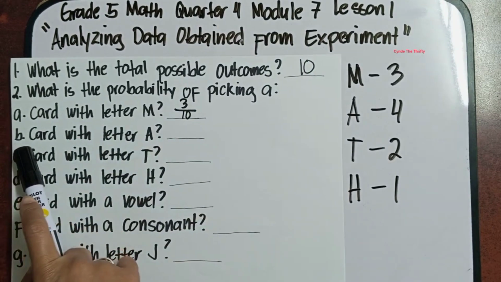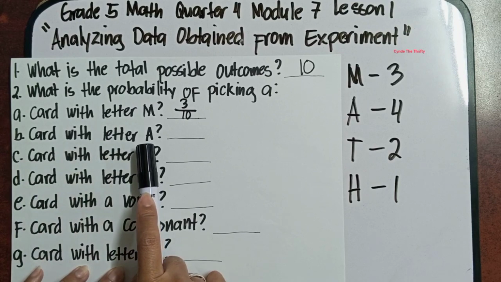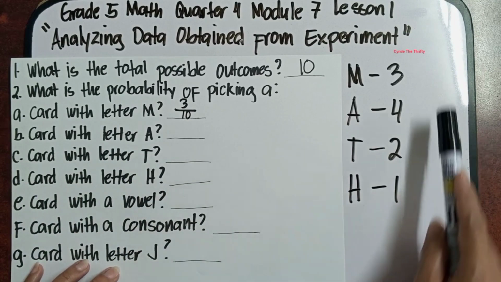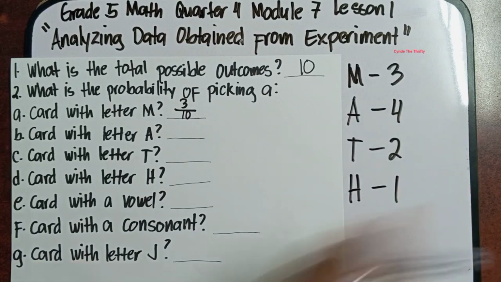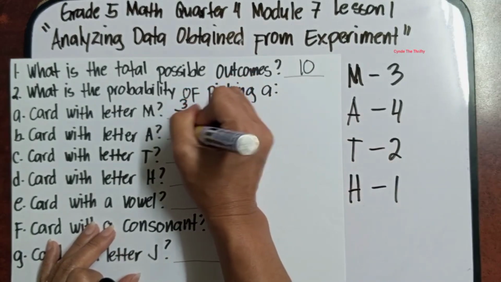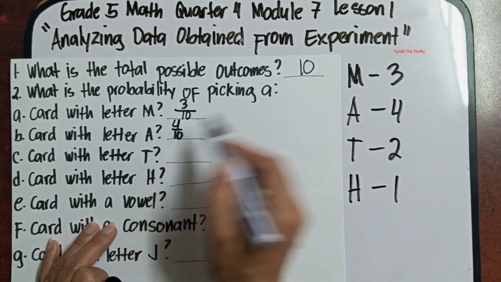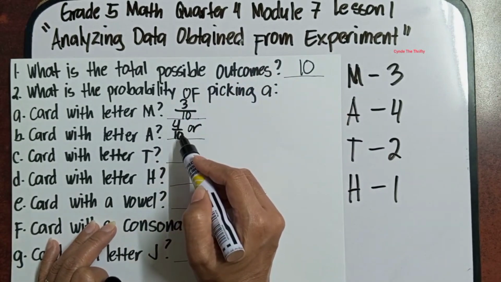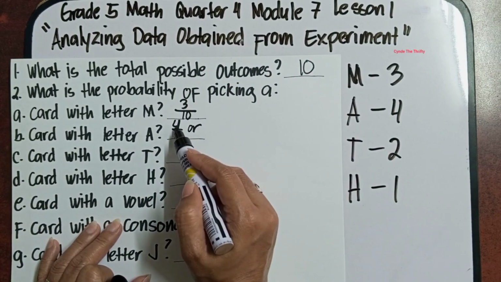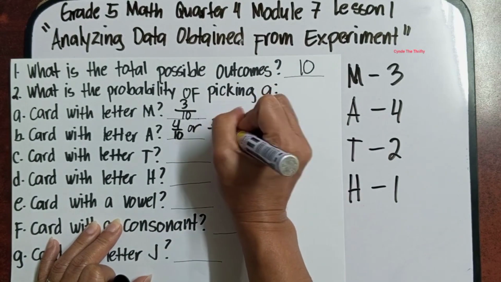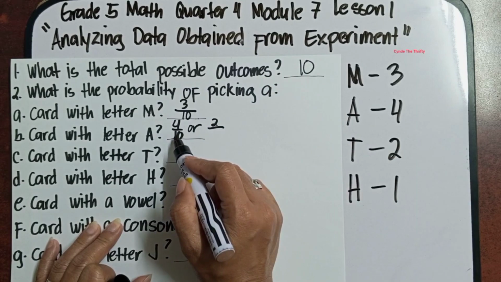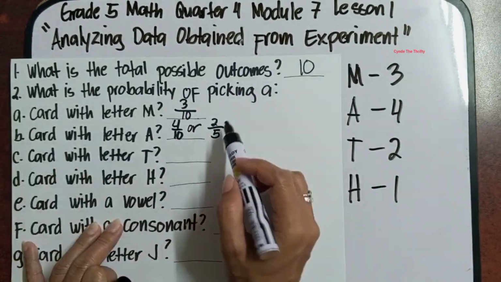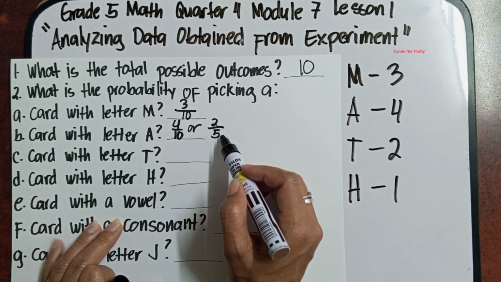Letter B naman, card with letter A. So, ano yung probability na makakuha tayo ng letter A na card? So, ilan yung letter A natin dito? 4. So, ibig sabihin, 4 of 10 or 4 over 10 or i-reduce natin siya into lowest term. So, magiging si 4 at si 10 pwedeng i-divide sa 2. So, 4 divided by 2 is equal to 2. Divide and over 10 divided by 2 is equal to 5. So, ang sagot natin sa letter B is 2 over 5 or 2 of 5.